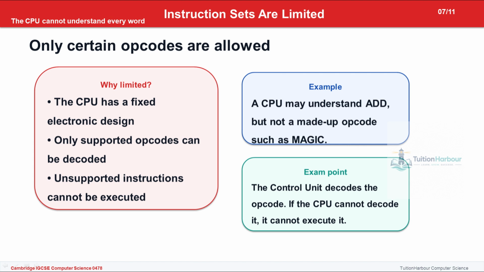Instruction sets are limited. A CPU understands only a limited number of opcodes. Each supported opcode has a matching electronic operation inside the processor. A made-up instruction, such as magic, cannot be decoded or executed unless it is part of the instruction set.